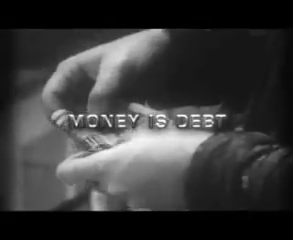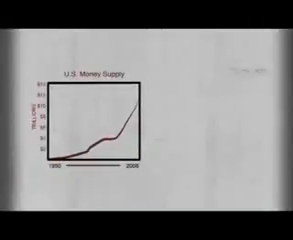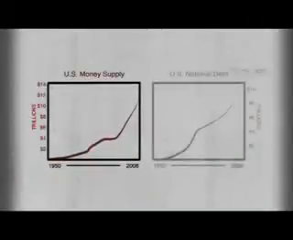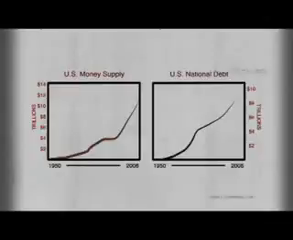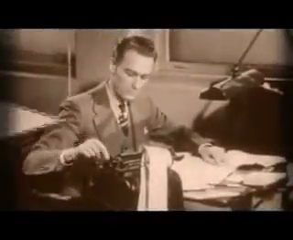For in our financial system, money is debt, and debt is money. Here is a chart of the U.S. money supply from 1950 to 2006. Here is a chart of the U.S. national debt for the same period. How interesting it is that the trends are virtually the same. For the more money there is, the more debt there is. The more debt there is, the more money there is.